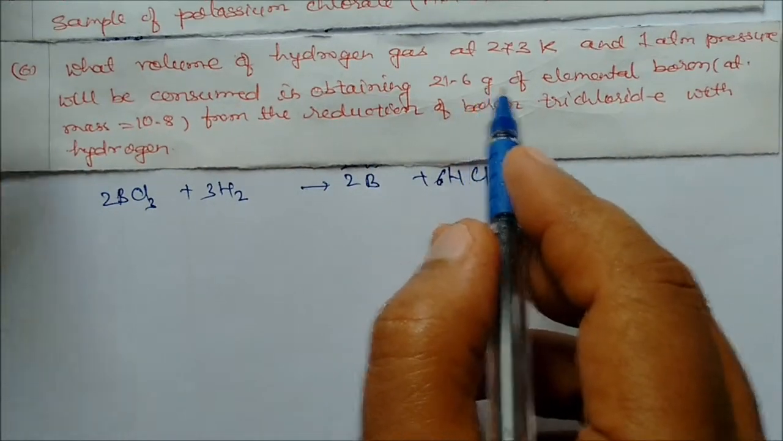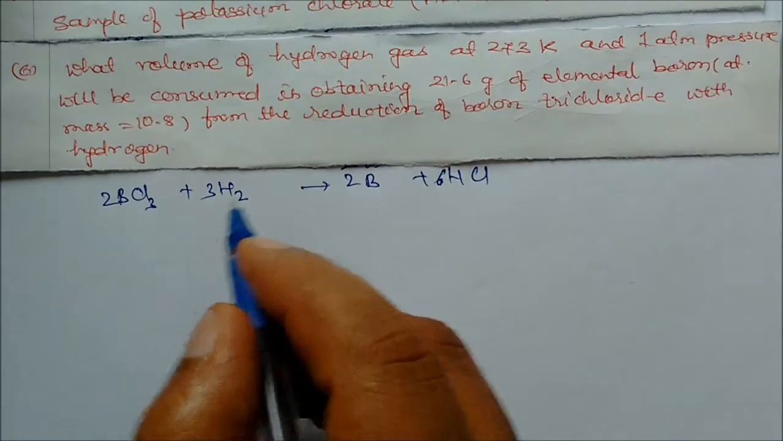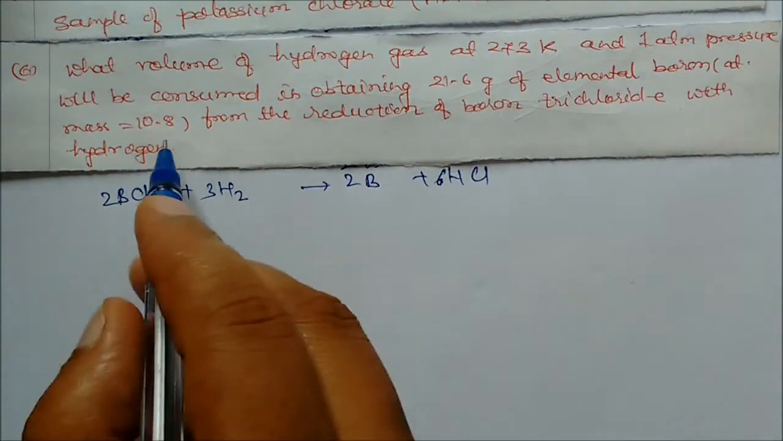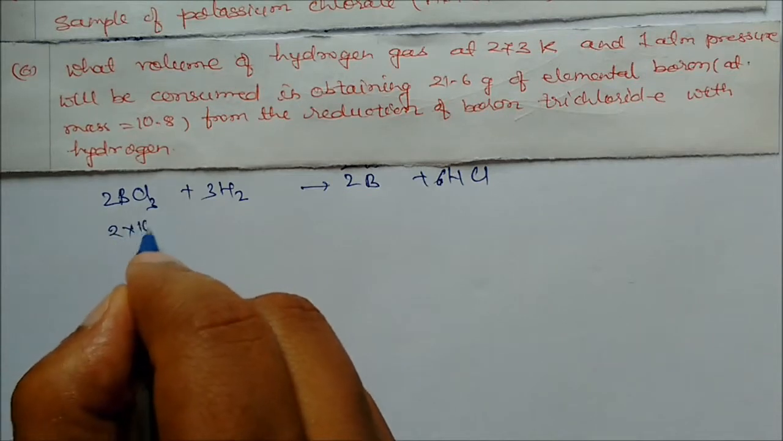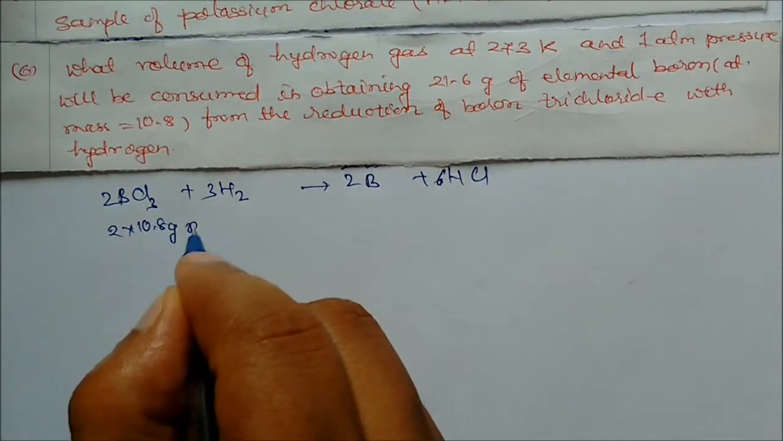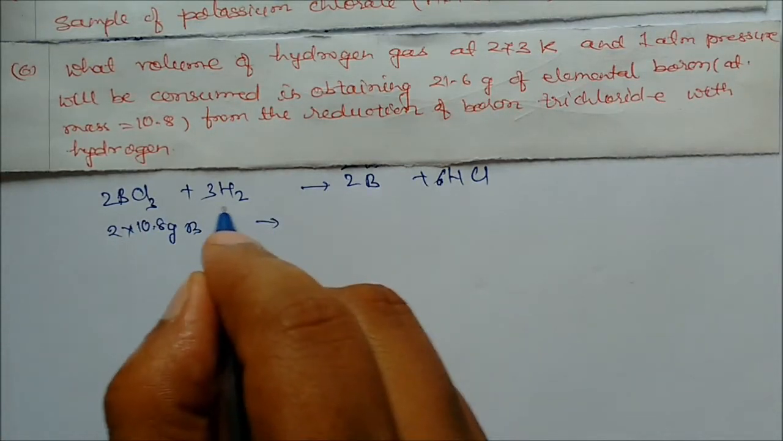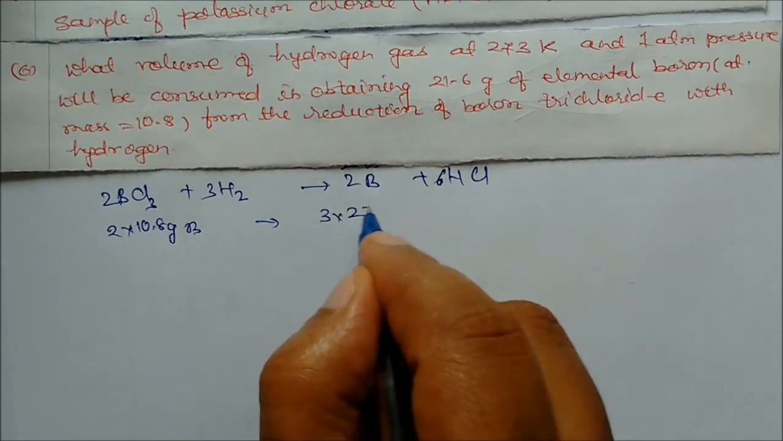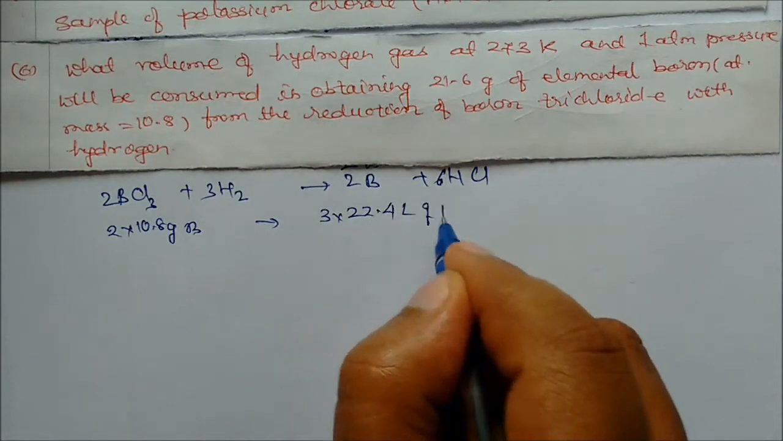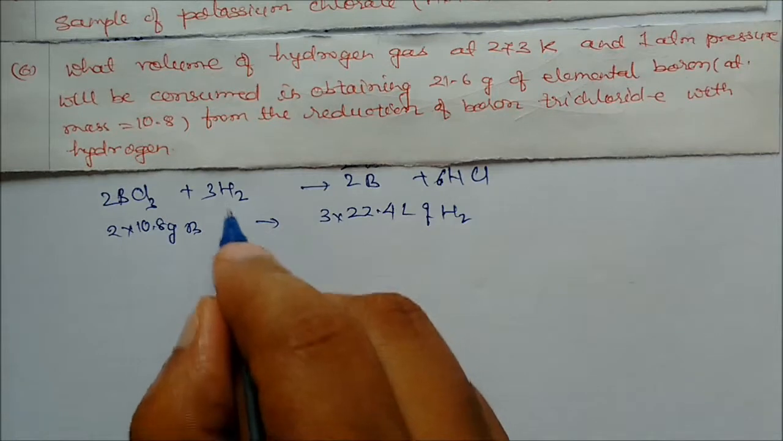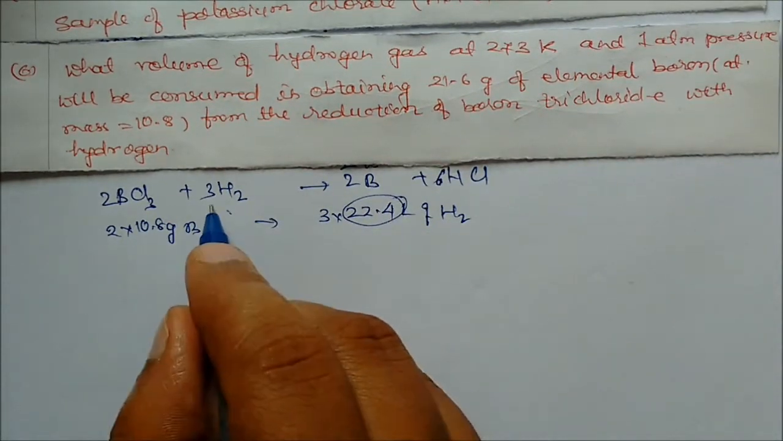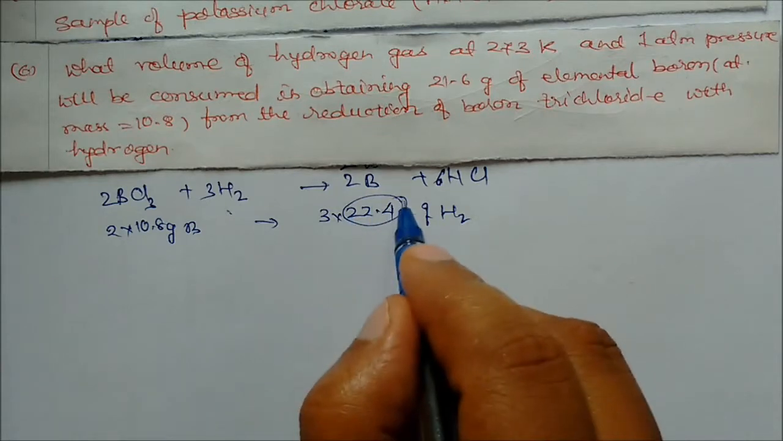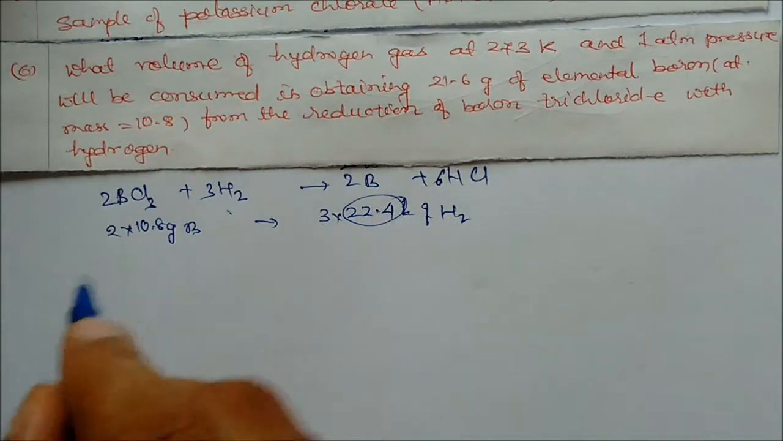Obtaining this many grams, how much hydrogen will be consumed? One boron they have given is 10.8. Here we have 2 boron, so 2 into 10.8 gram of boron. We require 3 into 22.4 liter of hydrogen. Why 3? 1 mole of hydrogen is 22.4 liter at STP. So for 3 moles we require this much H2 as hydrogen gas.